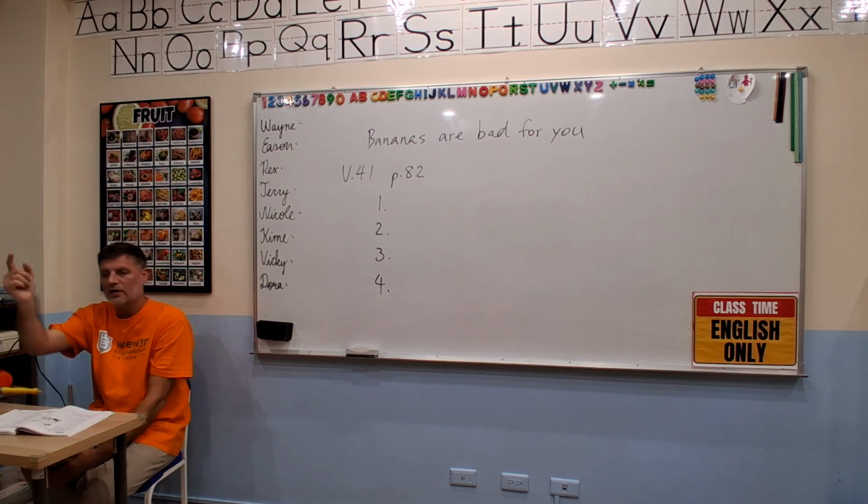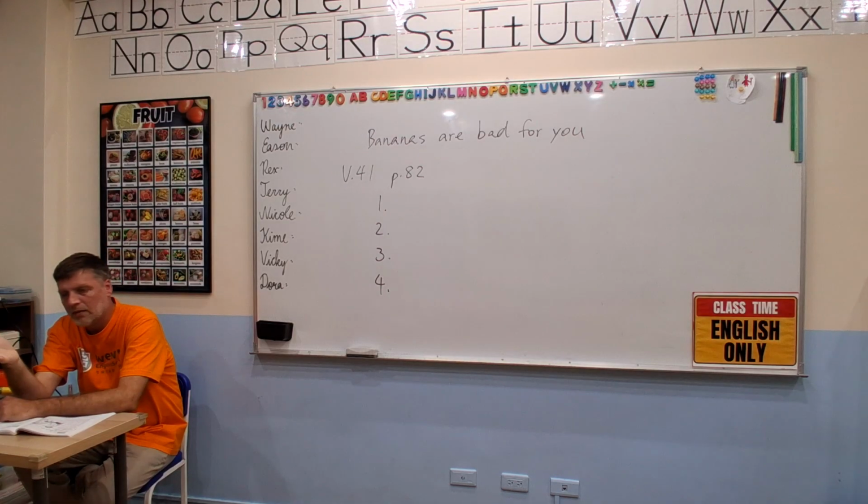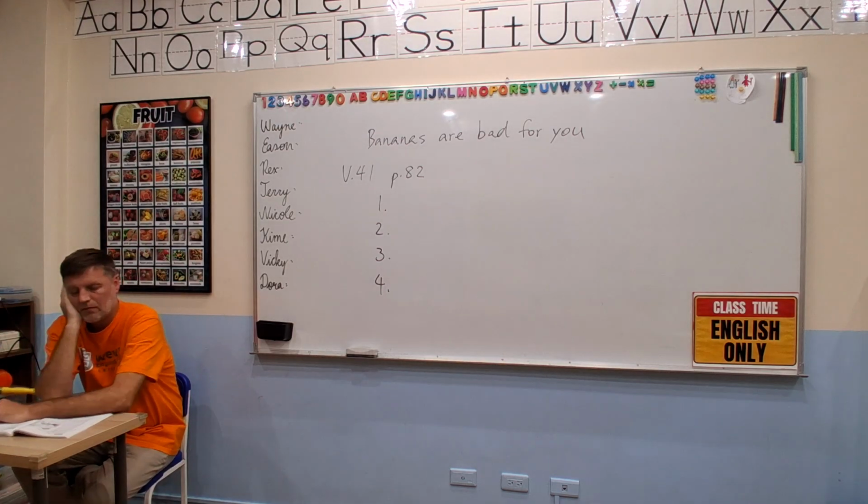Alright, so, who do we say we start with? We start with Vicky. No, we said Terry. Go Terry. So, bananas are bad for you.